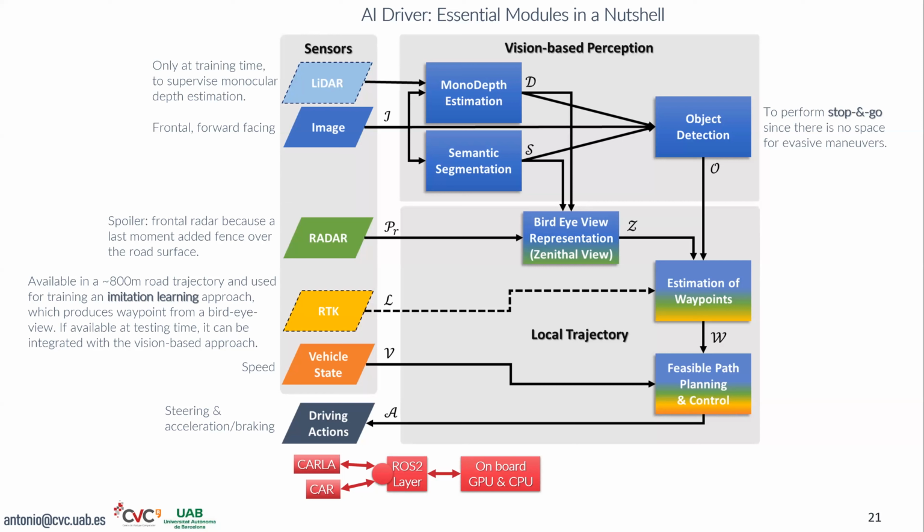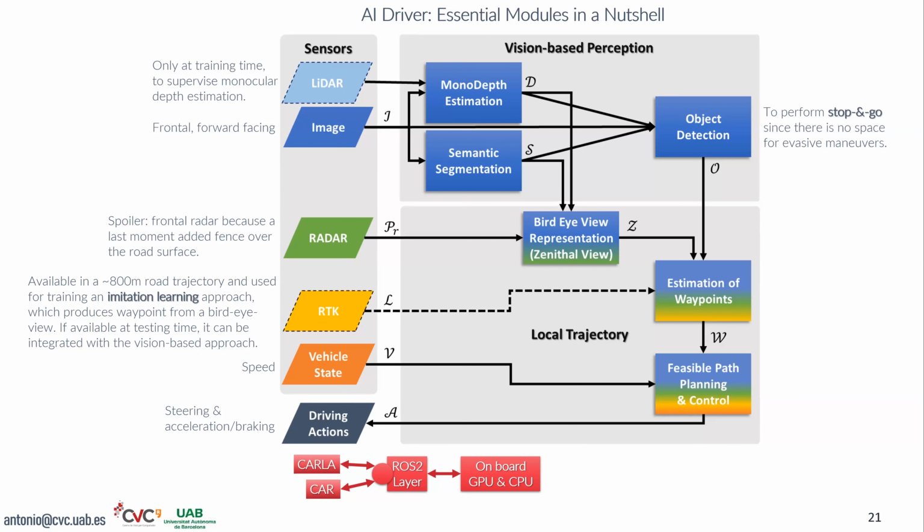So since we were driving in these 700 meters and we have RTK information, we knew in the bird's eye view the path that the car was following in terms of coordinates. So we could train an imitation learning method. And this was important because you cannot assume that in every single time step you are going to have a good semantic segmentation, a good monocular depth estimation. It's not possible.